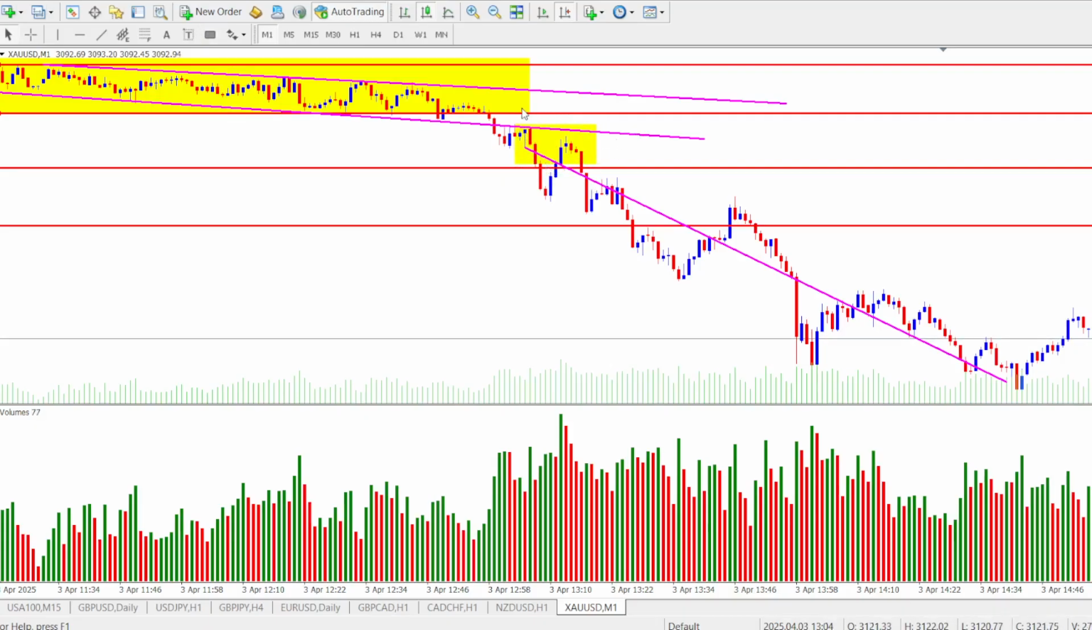So if you enter your sell, you can set your stop loss just above the breakout level, and then your take profit can be around key support zones. That is for a sell.